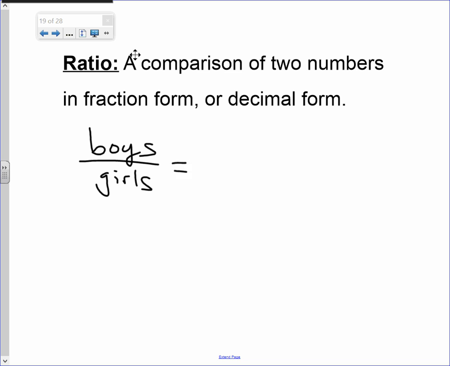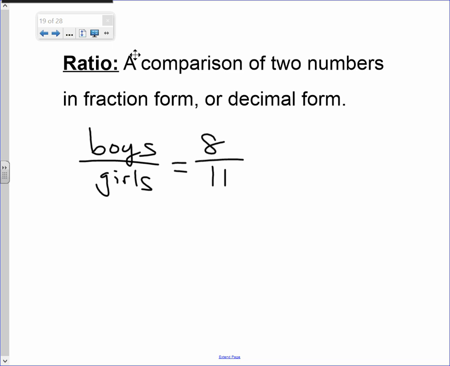There's 8 boys. Let's see how many girls. Excuse me. 10, 11. I'm going to write that down. The ratio of boys to girls in this class is 8 to 11. Notice I expressed that as a fraction. Okay? That means for every 8 guys, there's 11 girls.